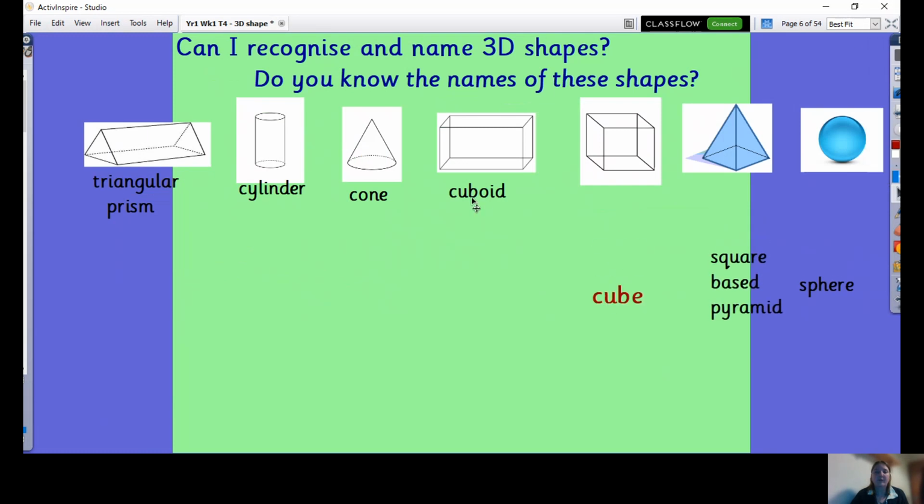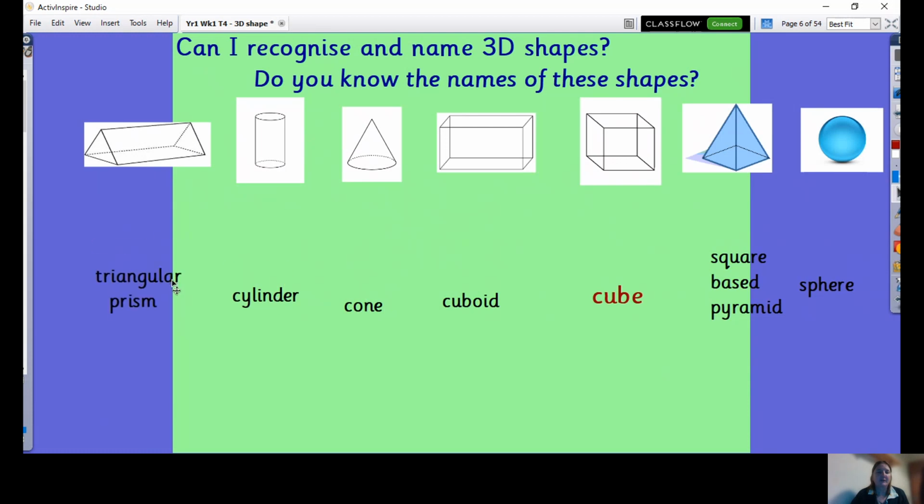So we're just going to go over them again, and this is the words for them. So we've got here a triangular prism. Prism, not a prison where we're sending bad people away, a prism. So triangular prism. We've got a cylinder.